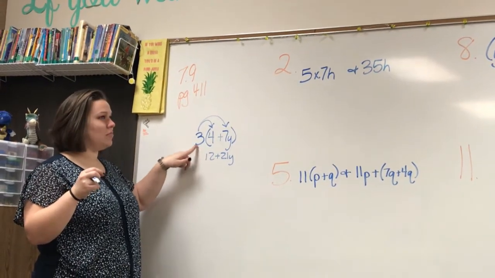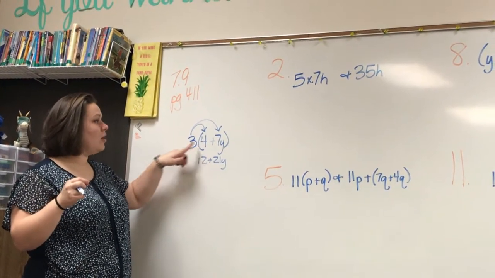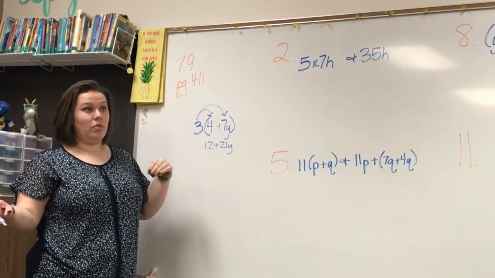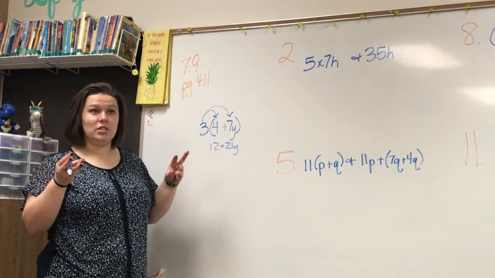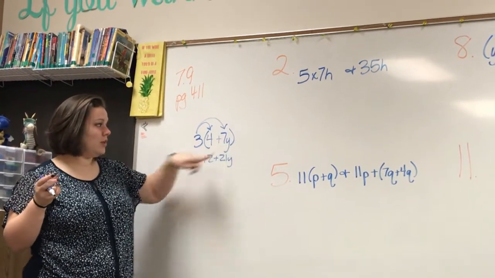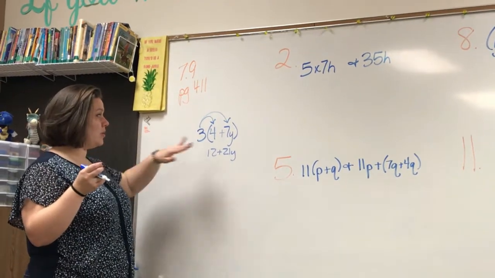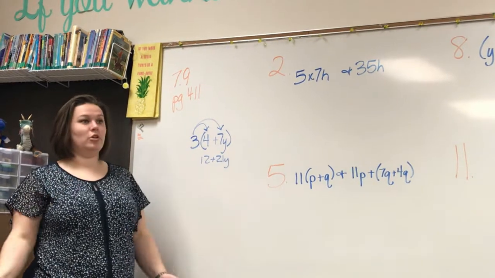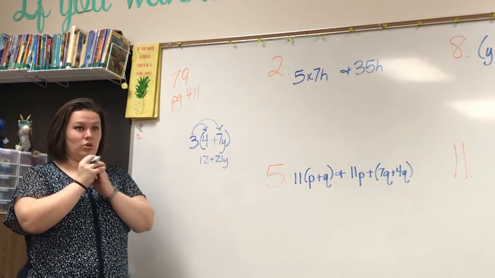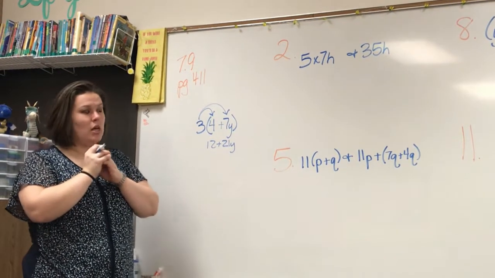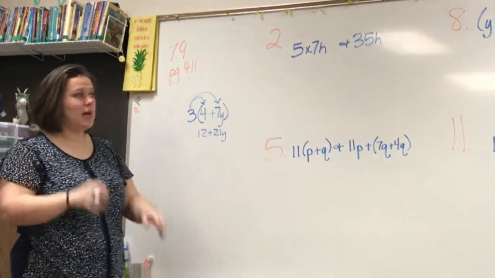Do you see how this is a plain number and it's going to a plain number, but this is a plain number and it's going to a coefficient and a variable? So it doesn't always have to match. The only time you're going to combine like terms and they have to match is when you're adding or subtracting. When you're multiplying, it just happens naturally.